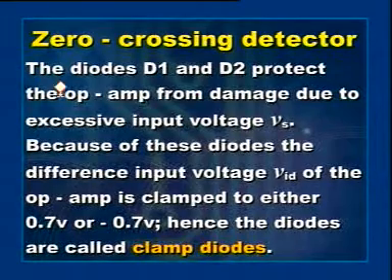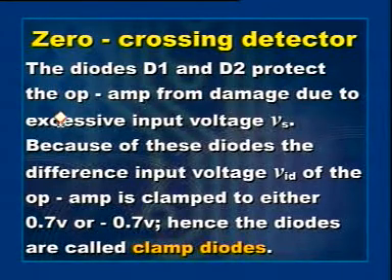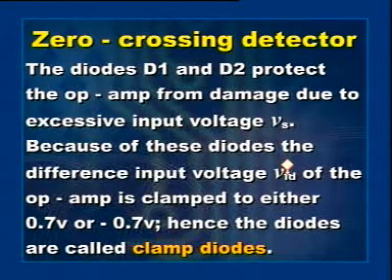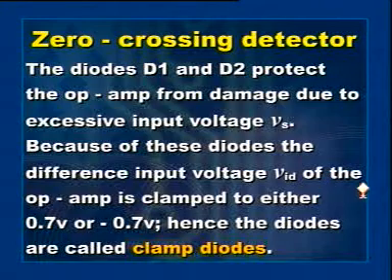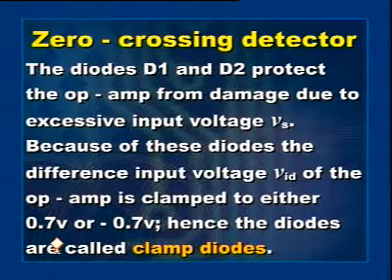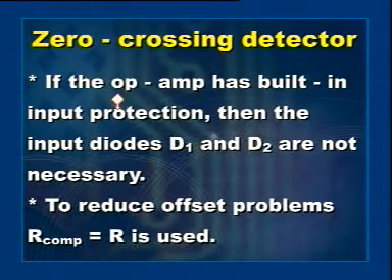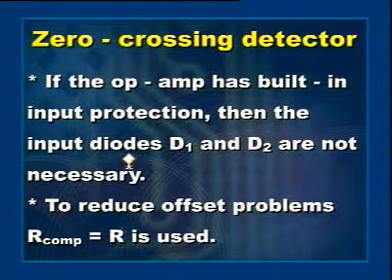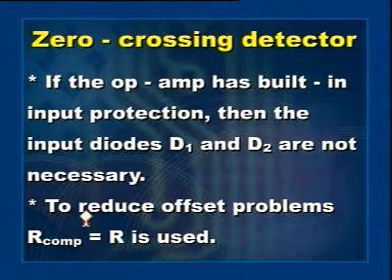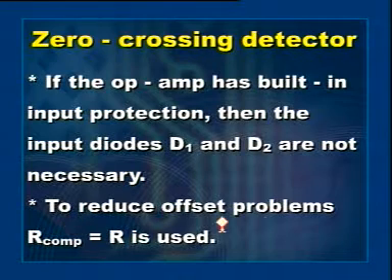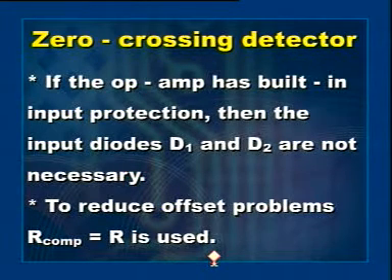Here the diodes D1 and D2 protect the op amp from damage due to excessive input voltage Vs. Because of these diodes, the difference input voltage VID of the op amp is clamped to either plus 0.7 volts or minus 0.7 volts. Hence, the diodes are also called clamp diodes. If the op amp has built-in input protection, then the input diodes D1 and D2 are not necessary. The compensation resistor R comp equal to R is used to reduce the offset problems due to input bias currents.